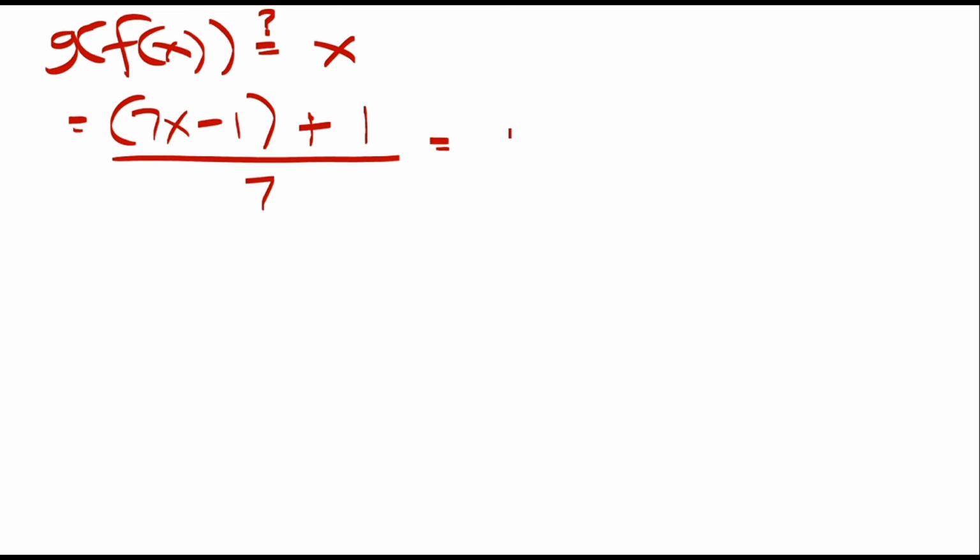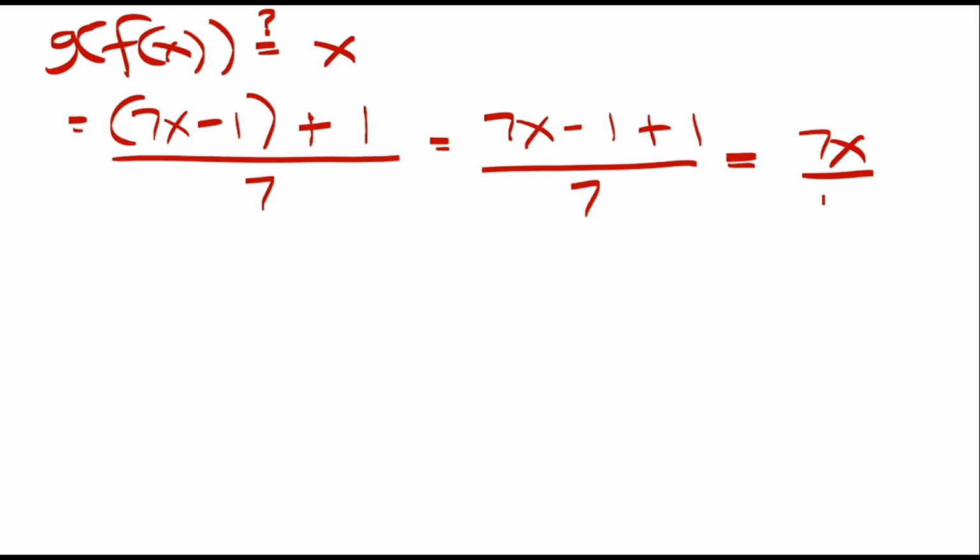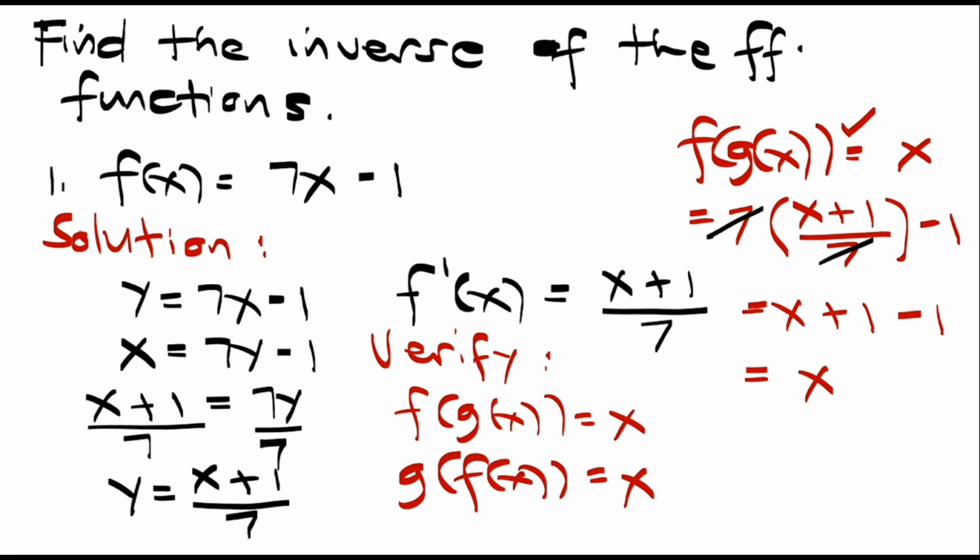So again, we simplify this. So we remove the parentheses, so we have 7x minus 1 plus 1 all over 7. And negative 1 plus 1 is equal to 0. So we have here 7x over 7, and again cancel out 7. So our final answer is x. So again, the composition rule for the two given functions are each equal to x. That is why we can say that the inverse of 7x minus 1 is x plus 1 all over 7.